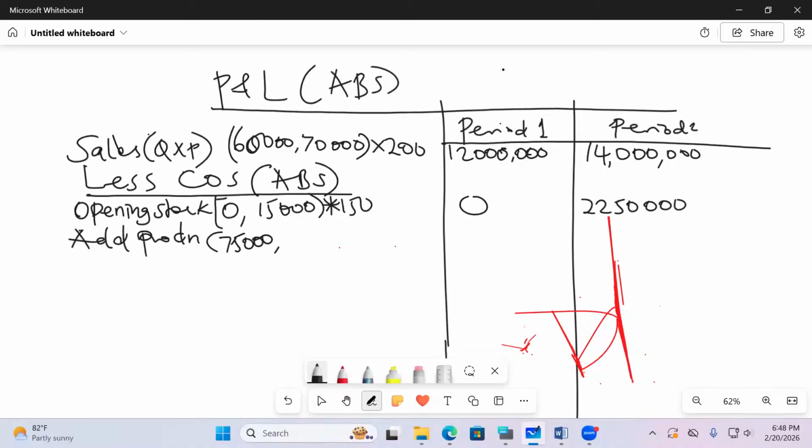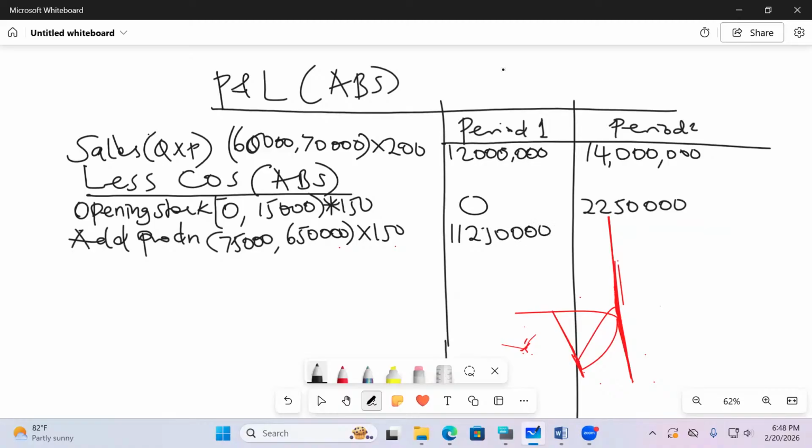75,000 vis-a-vis what here, somebody? 65,000. And then, of course, we are multiplying them with 150, isn't it? So do you have the figures for period 1? 75,000 times 150 gives us what figure? 11,250,000.